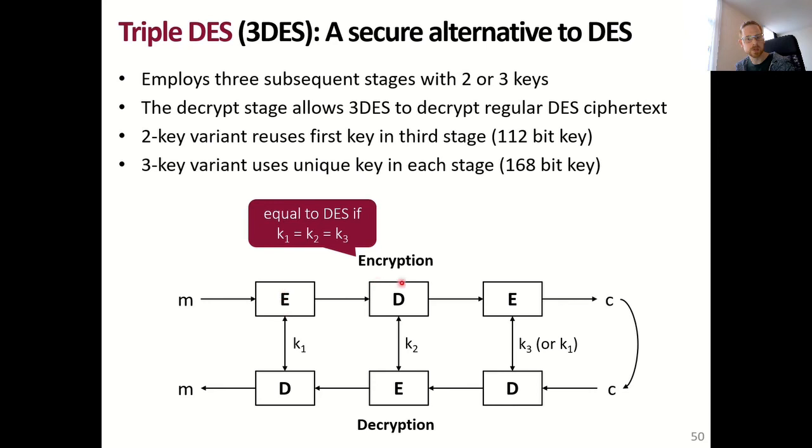Because if you do encryption, decryption, encryption, and you set all 3 keys equal to each other, so using only a single key, you will first encrypt the message, decrypt it with the same key, and then encrypt it again. So it becomes equivalent to traditional DES. That's the reason there is a decryption step in the middle instead of an encryption step. Then the decryption process is the inverse, so you first do decryption with the 3rd key, encryption with the 2nd key, and decryption again with the 1st key, which results back in our plaintext message.